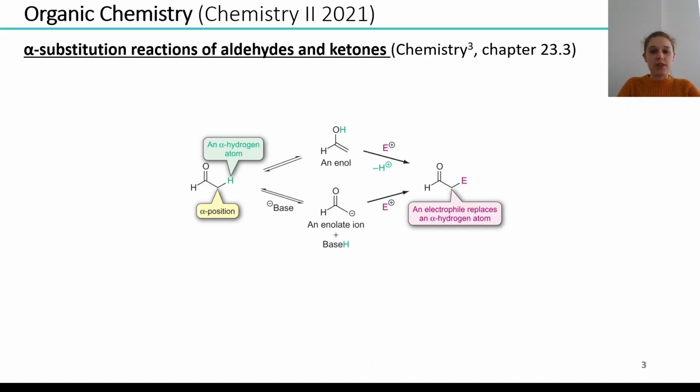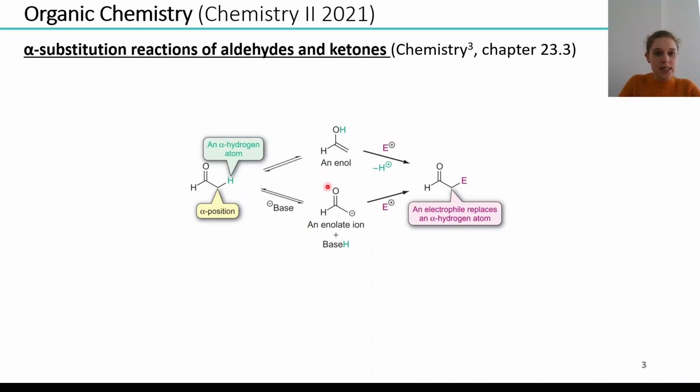Alpha substitution reactions involve the replacement of a hydrogen by another group at the carbon atom in the alpha position, so hence on the carbon next to the carbonyl group. If we now have a look at the aldehyde or ketone, we can see here the carbon atom, which is part of the carbonyl group, and then the neighboring carbon atom has a hydrogen atom, and this is the alpha position. And the mechanism involves an intermediate enol or enolate ion, and both enols and enolate ions are nucleophiles, which can then react with an electrophile to introduce a new group at the alpha position.